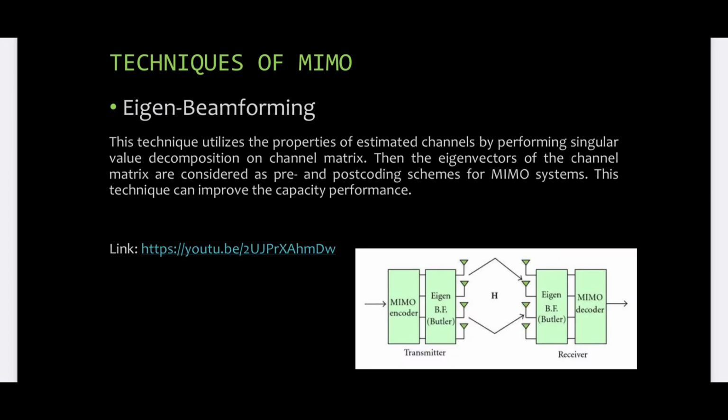And now we're moving on to eigenbeamforming, which is the technique that utilizes the properties of estimated channels by performing singular value decomposition on the channel matrix. Then the eigenvectors of the channel matrix are considered as pre- and post-coding schemes for MIMO systems. This technique can improve the capacity performance. So let's watch the video.